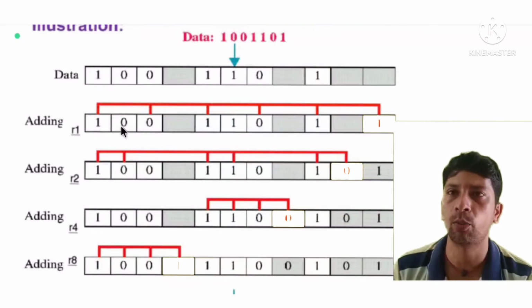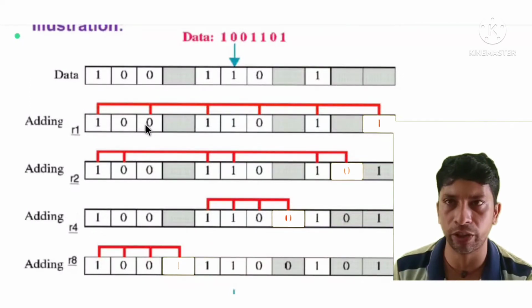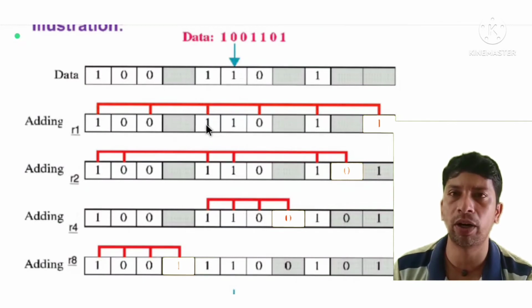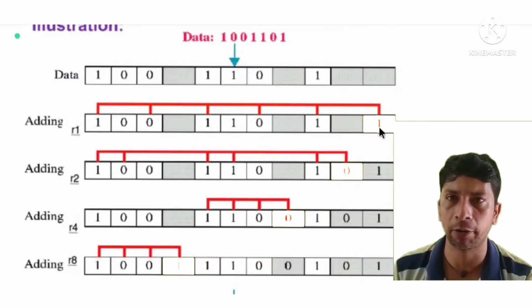That is R1 plus 1 plus 0 is going to be 1. Again adding this 1, it is going to be 0. Again it is going to be 0. By adding this 1, it is going to be 1. Hence this value is 1 here.